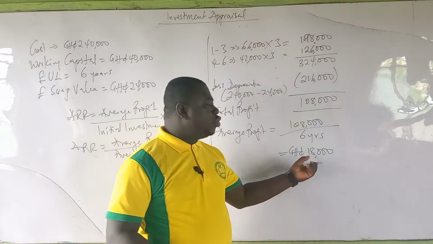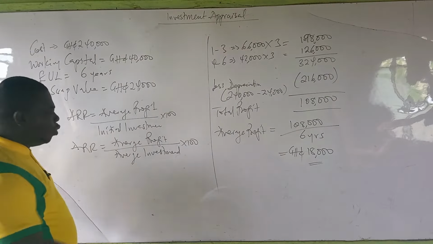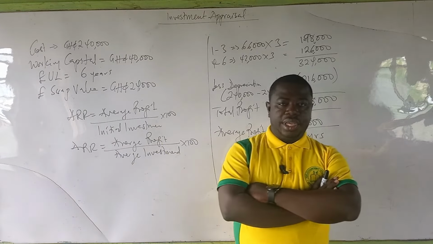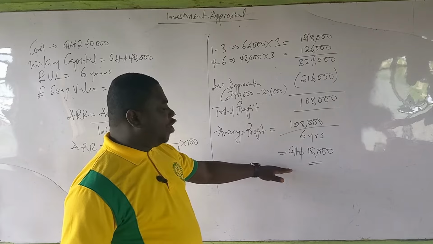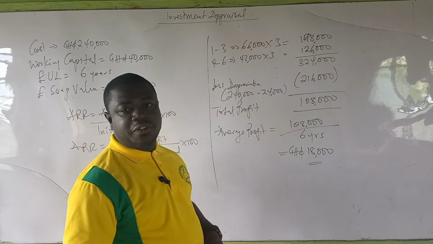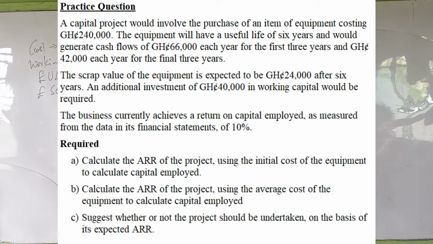And we are going to use this average profit of 18,000 for both the initial investment approach and the average investment approach. That is how to go by that. Okay. So now that we have our average profit to be 18,000, let's keep that in mind. I'm going to clean it and then we are going to find the accounting rate of return. Using the first, look at the requirement again. We are told to A, calculate the accounting rate of return of the project using the initial cost of the equipment to calculate the capital employed. So that is the first one we are going to do.